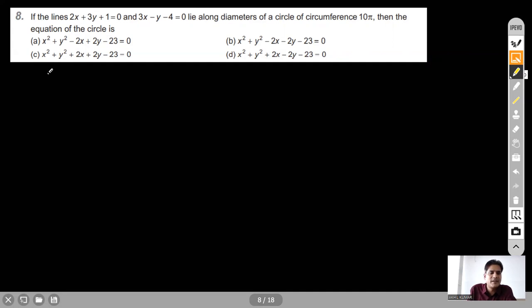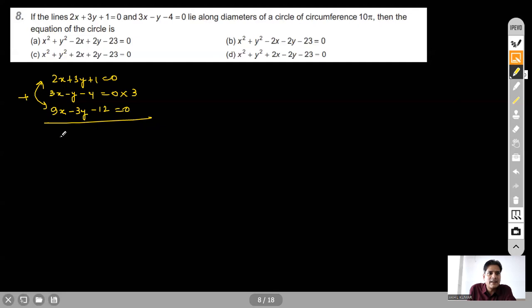Okay, so let me do it quickly. The equation given is 2x plus 3y plus 1 is equal to 0, and the other equation is 3x minus y minus 4 is equal to 0. Multiply this equation by 3. I get 9x minus 3y minus 12 is equal to 0. Now add equation 1 and equation 3. The 3y and minus 3y will cancel out. We get 11x, minus 12 plus 1, that is minus 11. So 11x is equal to 11. From here we get x is equal to 1.